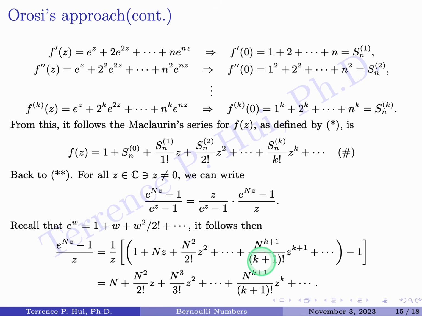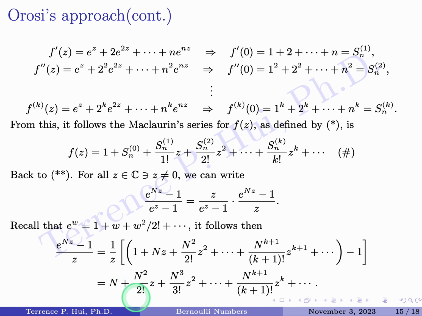Remember, I don't have to stop at k. I can stop anywhere I want. I'm going to stop at k plus 1, because I need to divide by z. When you divide by z, the 1 and the negative 1 drop out. So all you have is n, starting with nz. So nz divided by z is n. n squared over 2 factorial z squared divided by z is n squared over 2 factorial z. And then the next one will be n cubed over 3 factorial z squared.